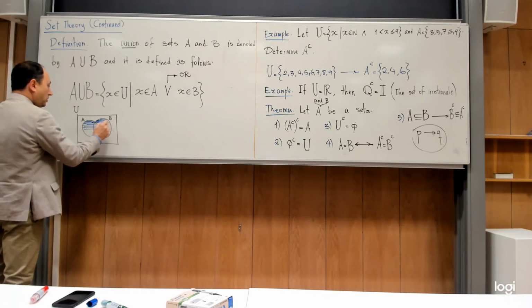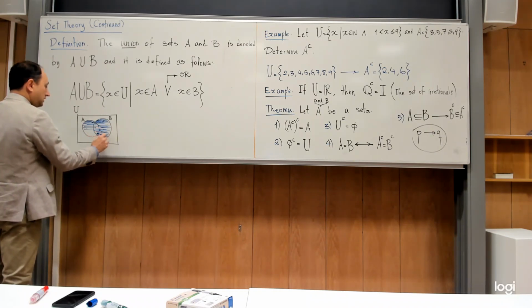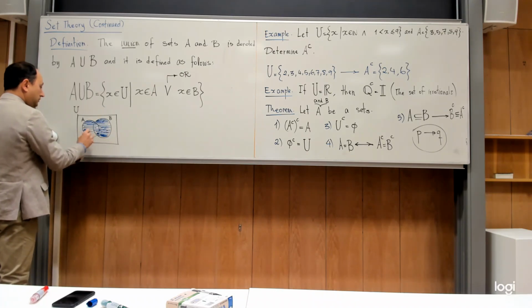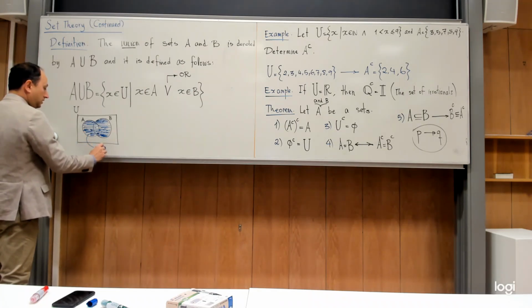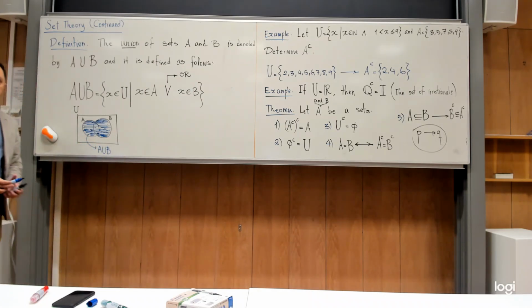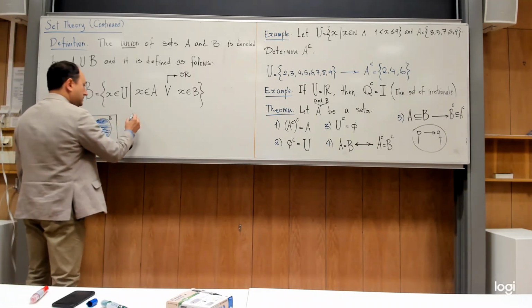So this blue part that you see that I am making now is actually the union of these two sets. Let me be a little bit careful, so I don't give you the wrong impression. So this blue one is called A union B. For example, let us play around with this picture a little bit.